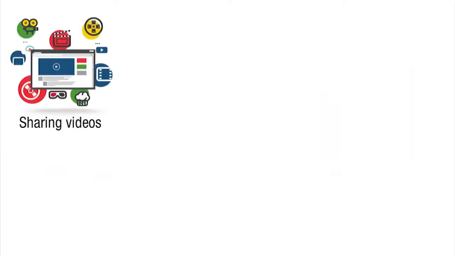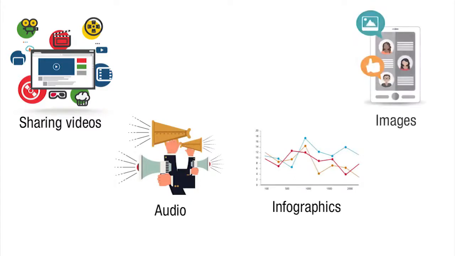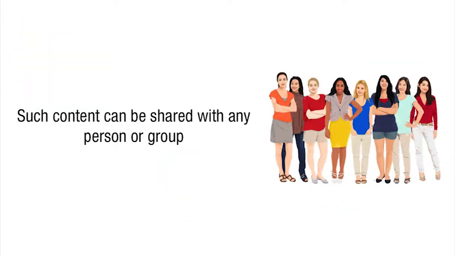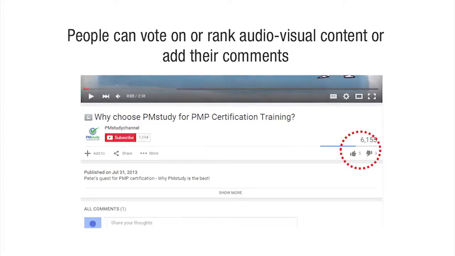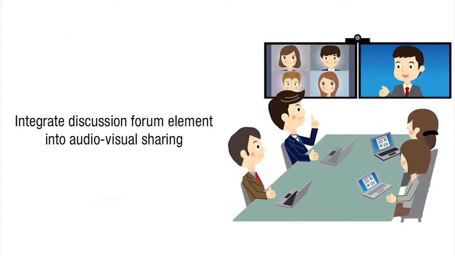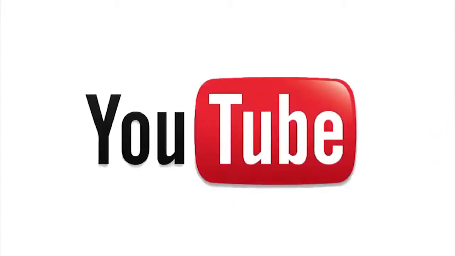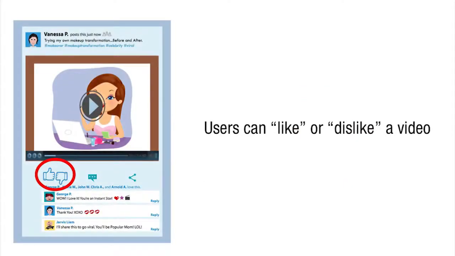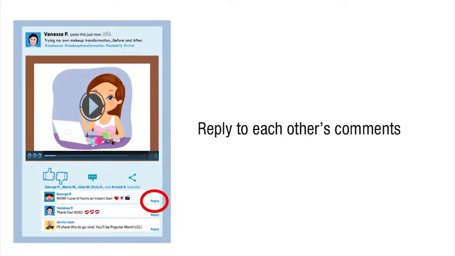Video sharing sites. This activity relates to sharing videos, audio, infographics, or images with other people. Such content can be shared with any person or group. In most social media channels that are focused on sharing such content, people can vote on or rank audiovisual content or add their comments. Thus, these channels integrate the discussion forum element into audiovisual sharing. For example, on YouTube, a social media channel for sharing videos, users can like or dislike a video, comment on the video, and reply to each other's comments.